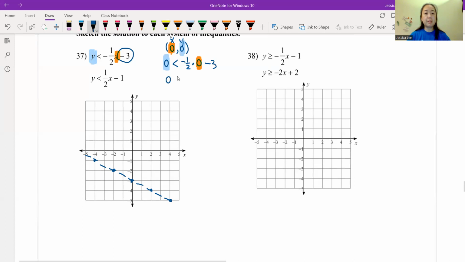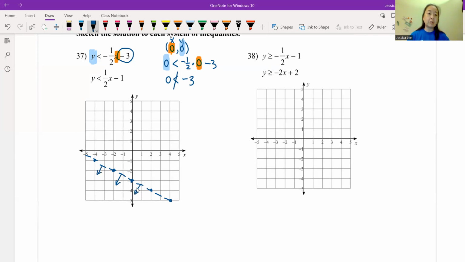All right, and so we want to see, is this true? I'm just going to simplify this: 0 is less than... Okay, -1/2 times 0 is 0. Minus 3 is -3. Is 0 less than -3? No. 0 is bigger than -3. It's not less than -3, right? Which means that 0, 0 is not a solution. It doesn't work. Which means where are all the solutions? On the other side. So it's all going to be over on this side right here.